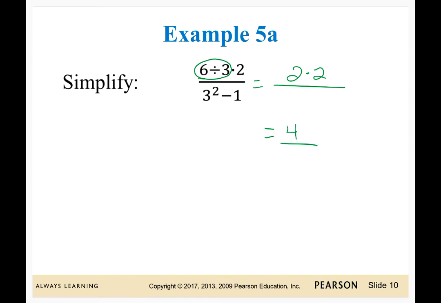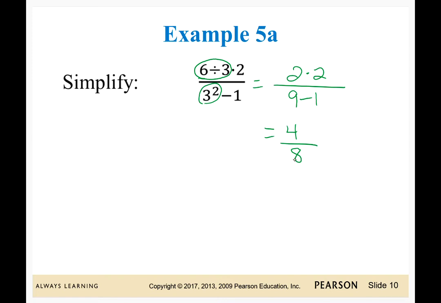All right, so there I have completed my numerator. Now let's look at my denominator. In my denominator, I see that I have a power. So 3 squared is 9, and 9 minus 1 is 8. So I have simplified my numerator and my denominator separately.